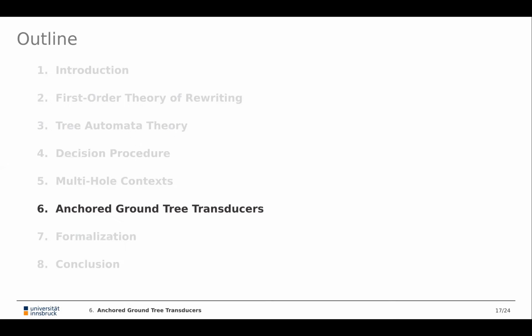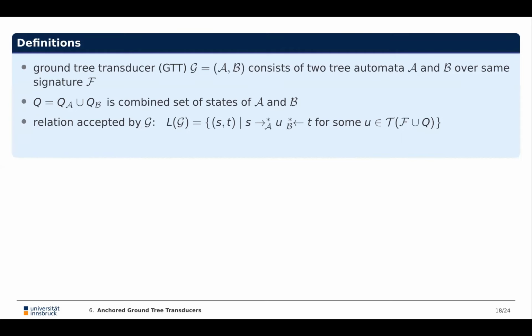All right, on to another new concept used by us, which is anchored ground tree transducers. So let's first talk about what ground tree transducers are. They are constructed of two tree automata, A and B here. We speak of the set of states of a GTT, which is just the union of the sets of the automaton A and the automaton B. And these GTTs accept binary relations.